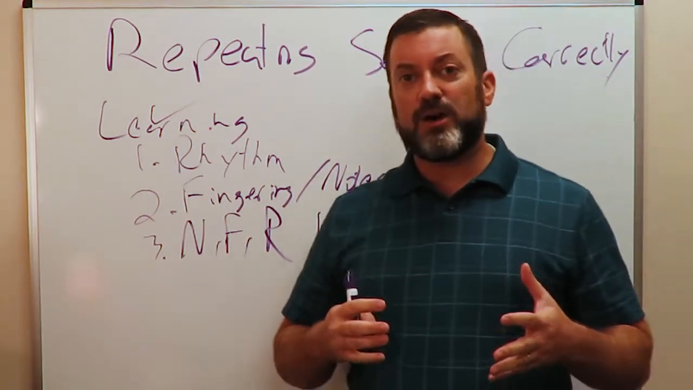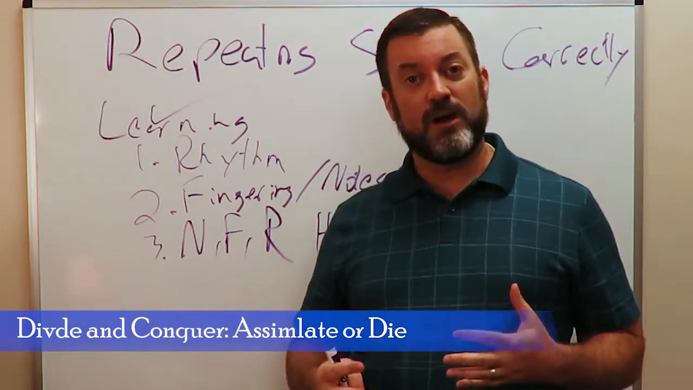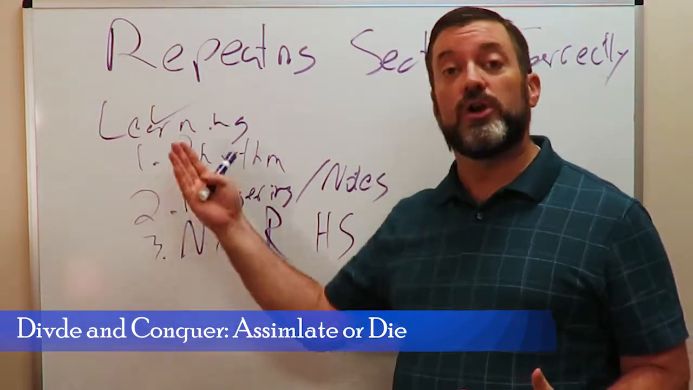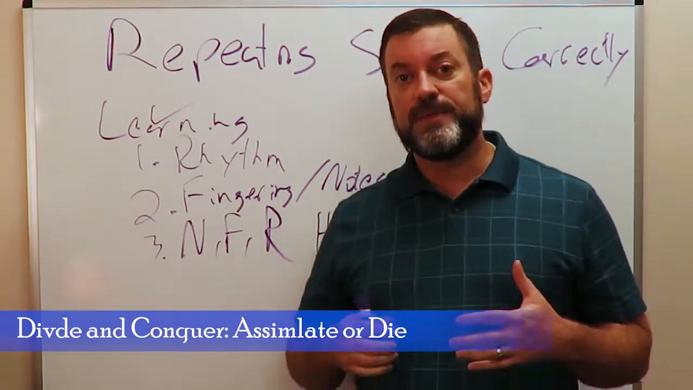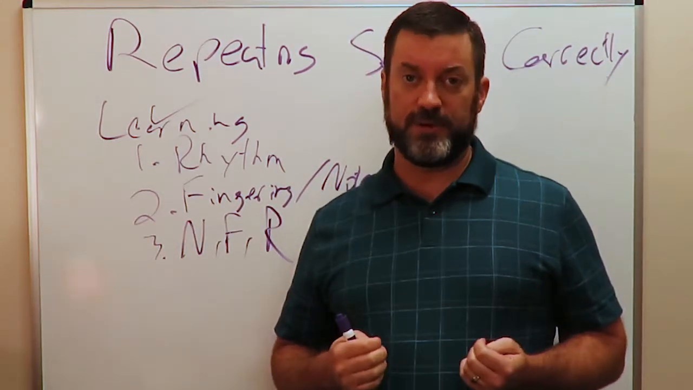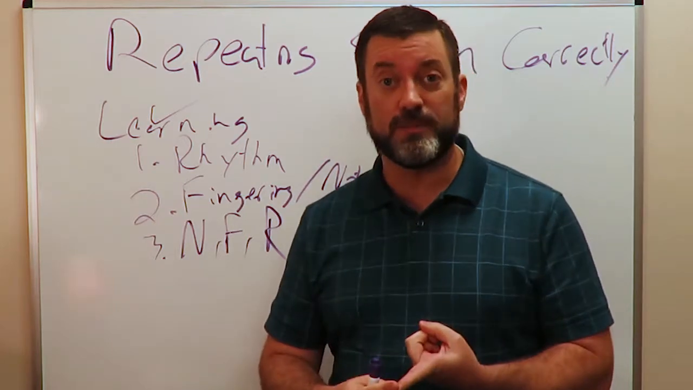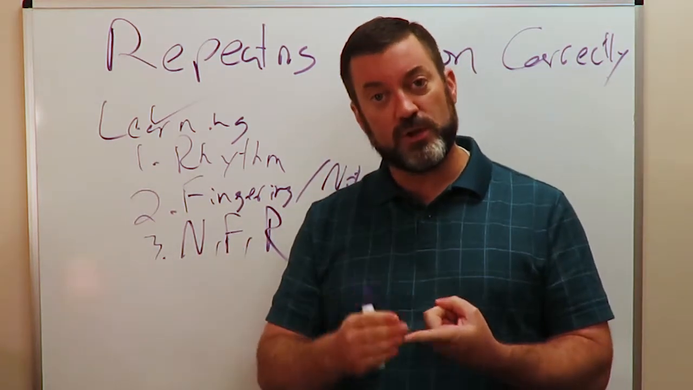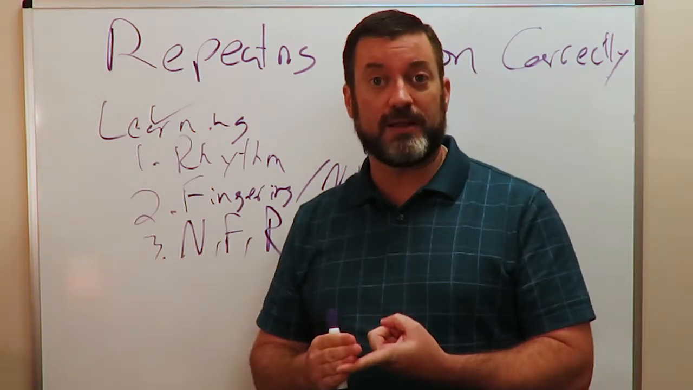So you can see that our third saying, divide and conquer, assimilate or die, is kind of what's also going on in our learning process. We're taking the elements of music and we're breaking them down into different parts. We're looking at just the rhythm first. We're dividing the rhythm from the rest of the texture, and we're making sure we know the rhythm exactly correctly.